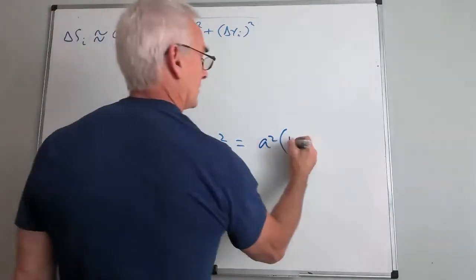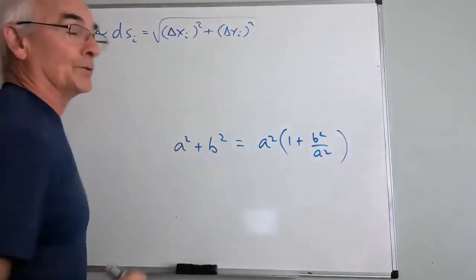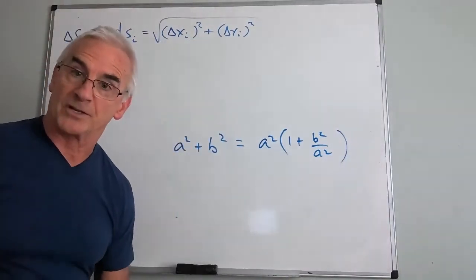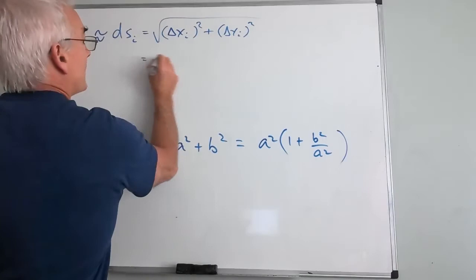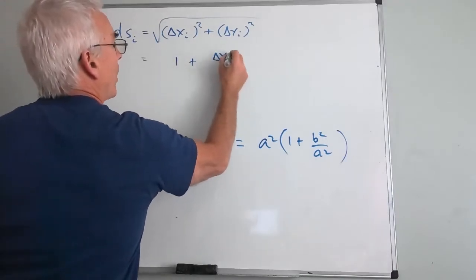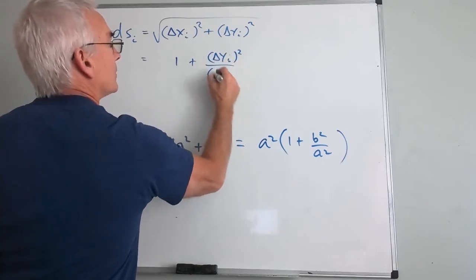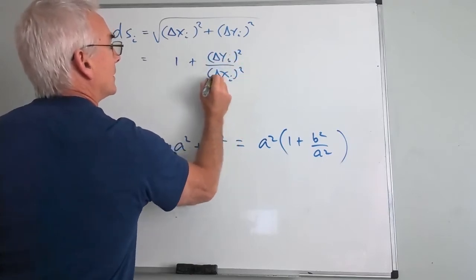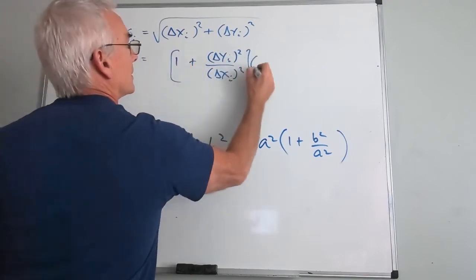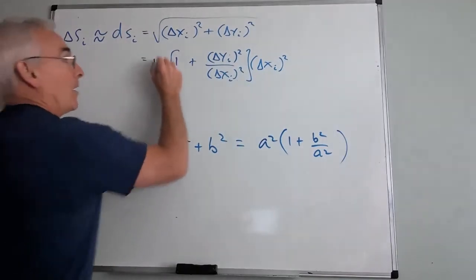1 plus b squared over a squared. Perfect. I want to factor out the delta x quantity squared. So that means that this would be 1 plus delta yi squared over delta xi squared times delta xi squared. Do you all agree with that? All under the root.